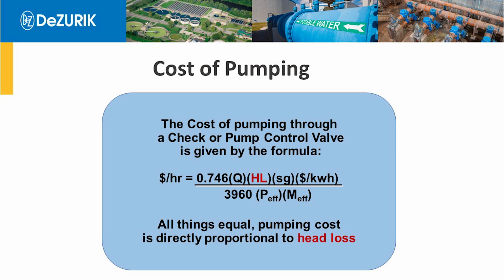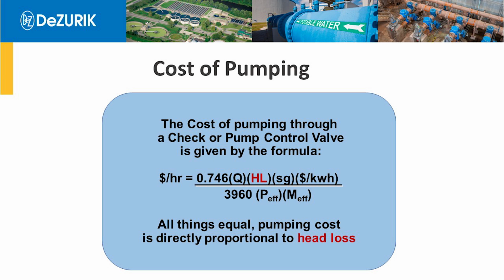So now let's move to the cost of pumping. This equation here you can find on the internet. It's published in your machinery handbooks. It's pumping cost in dollars per hour is a constant times your flow rate times the head loss of the valve you're using, the specific gravity of the fluid you're pumping, your cost per kilowatt hour. How much do you pay for electricity? Is it 5 cents a kilowatt hour, 8 cents? And we divide that by a constant times the pump and motor efficiency.